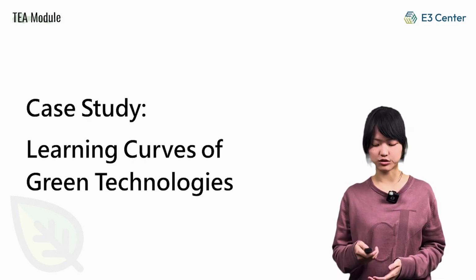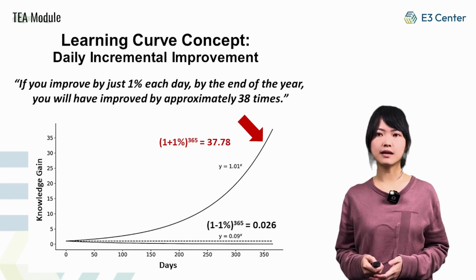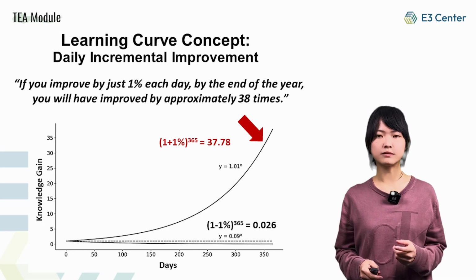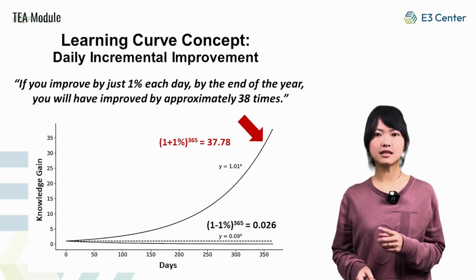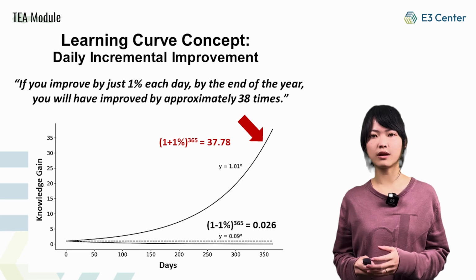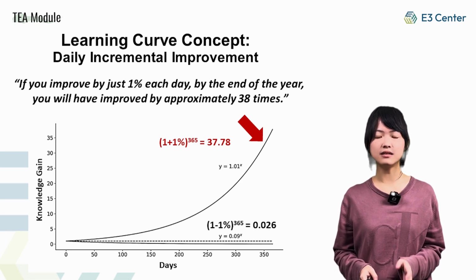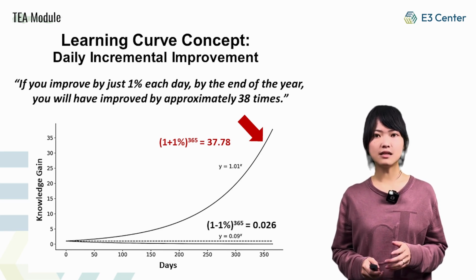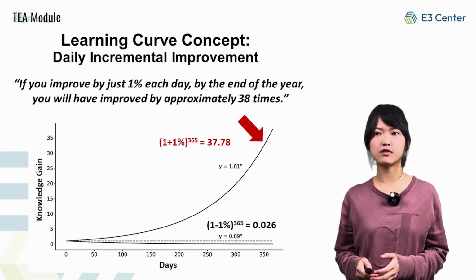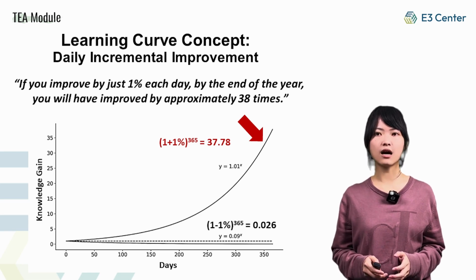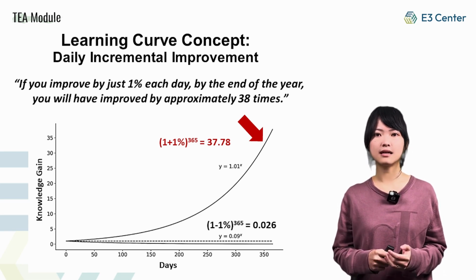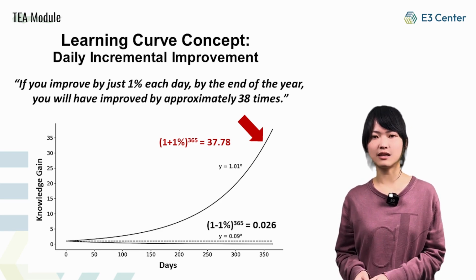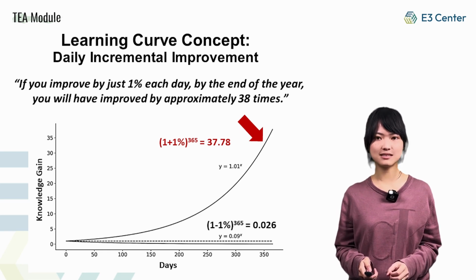outcomes in sustainable engineering. The powerful aspect of a learning curve is daily incremental improvement. Imagine improving just 1% every day. By year's end, you will improve not just 365%, but by nearly 38 times due to the compounding effect. This graph illustrates the dramatic rise from small daily gains. It highlights how consistent minor improvement can lead to exponential growth over time. So remember, each small step today is a significant leap over a year.